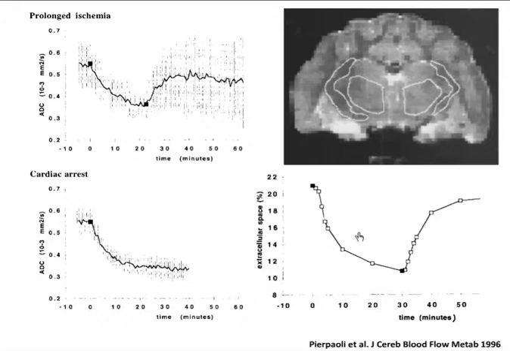If you look at the bottom part of the slide, you can see that in a cardiac arrest model, within 10 minutes, you have the ADC values declining precipitously, suggesting an important amount of cellular edema. And here you have independent confirmation using another technique to measure extracellular space, and you can see that there is this rapid decline in the volume of extracellular space occurring in the setting of either focal or global ischemia.